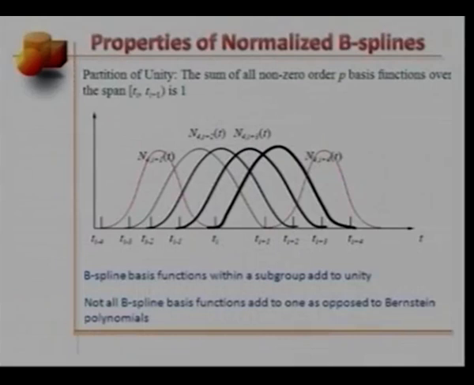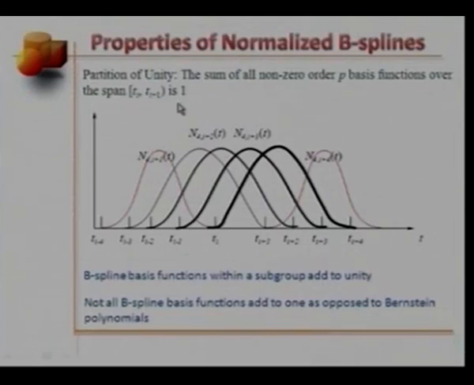Good morning. We continue with our discussion on B-spline curves and segments. Previously, we had discussed the partition of unity property. The property said that the sum of all non-zero order P basis functions over the knot span Ti plus 1, Ti is the closed end and Ti plus 1 is the open end, is 1.